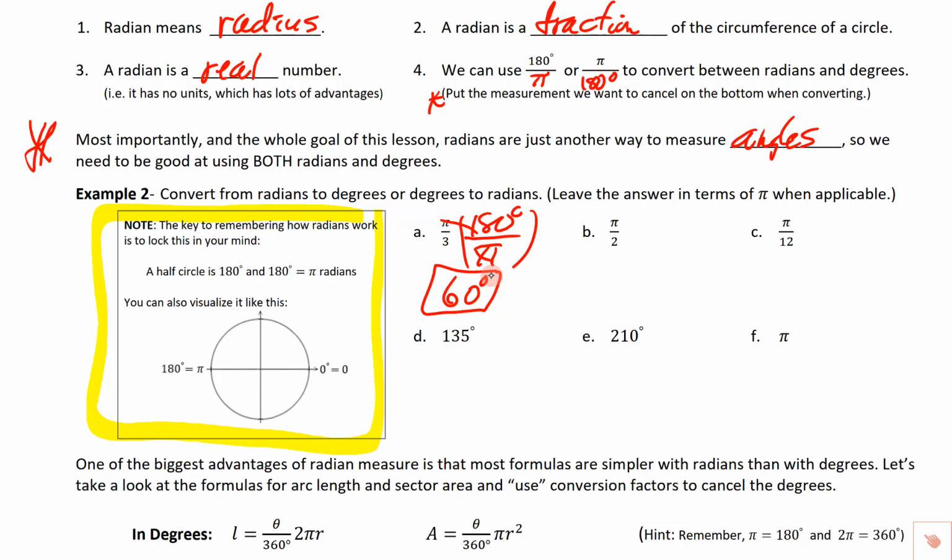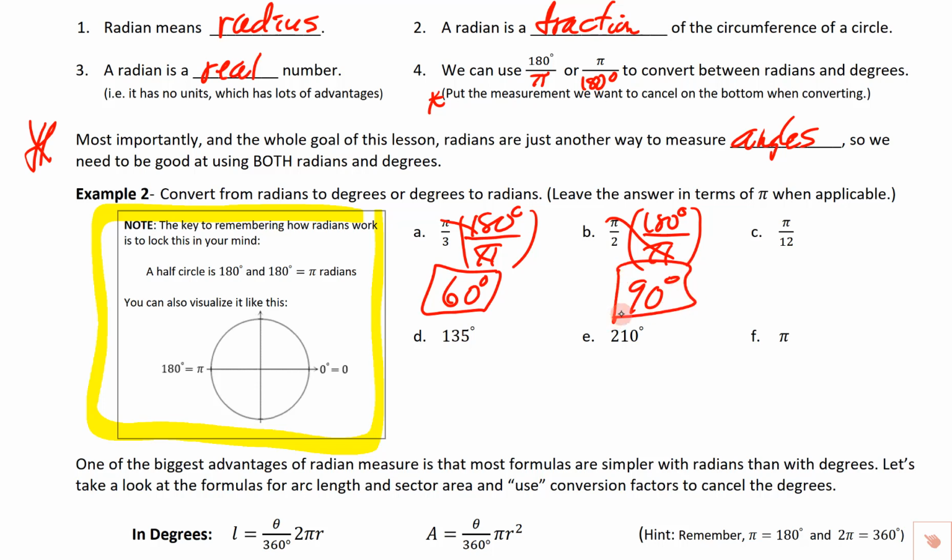We already know what pi halves is, but let's check and make sure that this actually works. So we want 180 degrees here. We want to cancel off the radians, so the pi radians go on the bottom. Those cancel. 180 divided by 2 is 90. What are the units? Degrees. Those are left. So we've converted that one both ways.